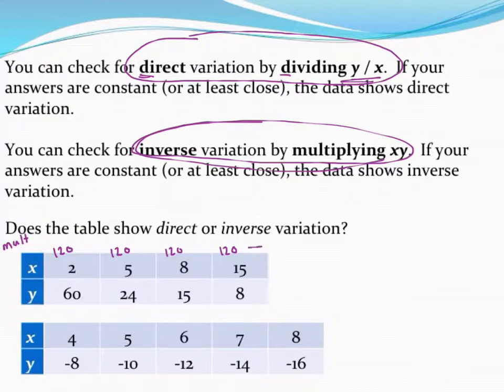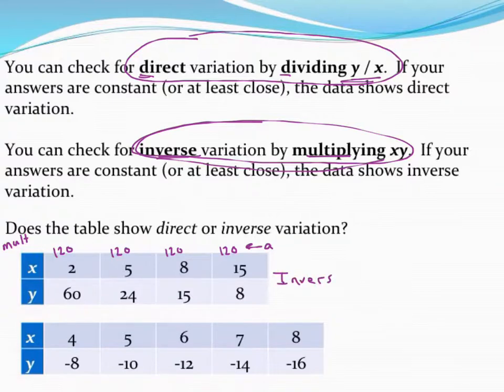What we just found, because that did come up the same each time, is an a value. But more specifically, since we multiplied to do that, what this represents is an inverse variation model. So this table is actually showing inverse variation.